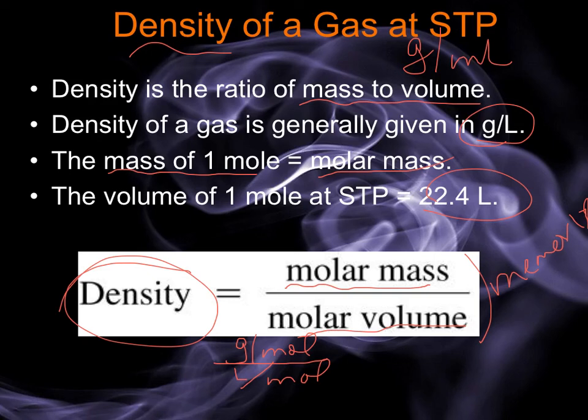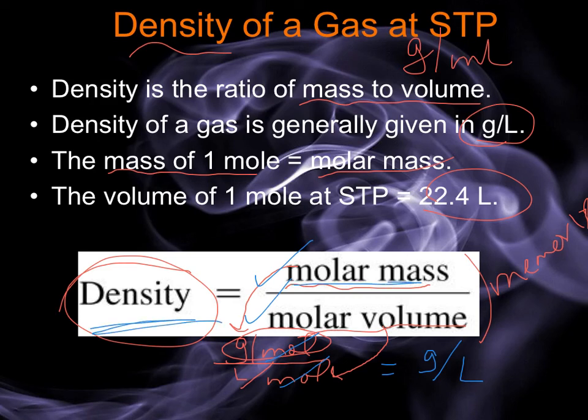So check this out. Molar mass has units of grams per mole. Molar volume for a gas has units of liters per mole. So when you simplify this, the moles cancel out, and you get density units of grams per liter. So again, remember, write it down on a note card or something, that if you're asked to calculate the density of a gas, you take its molar mass and divide it by its molar volume.